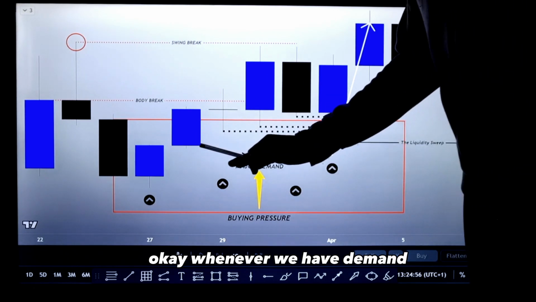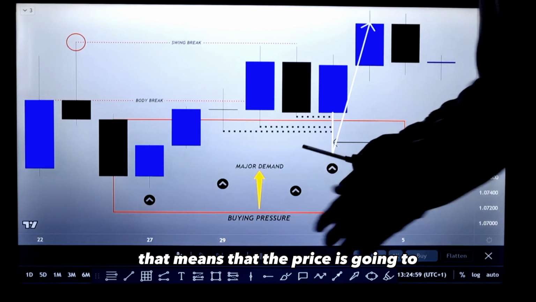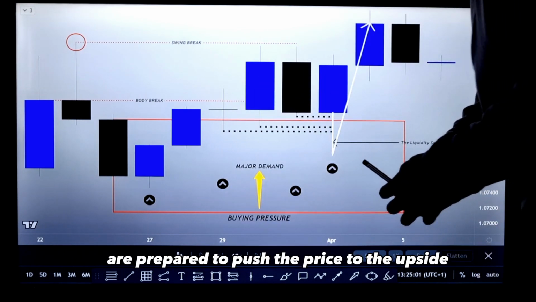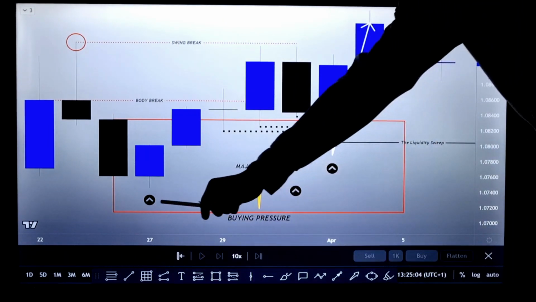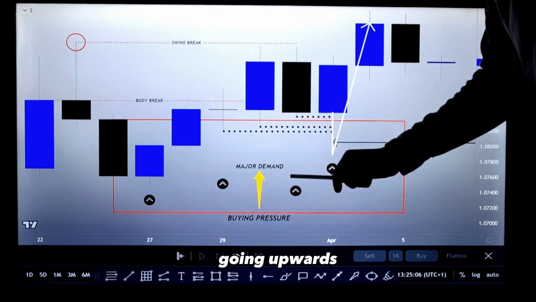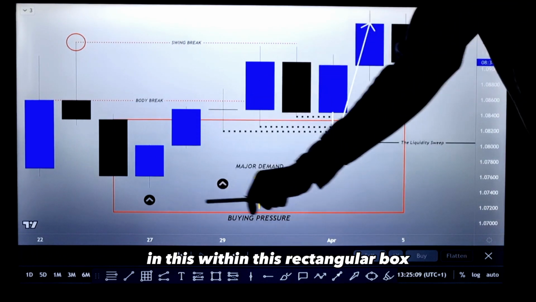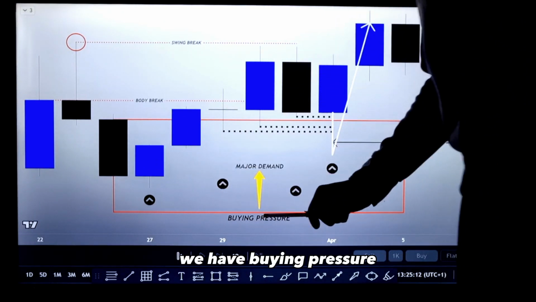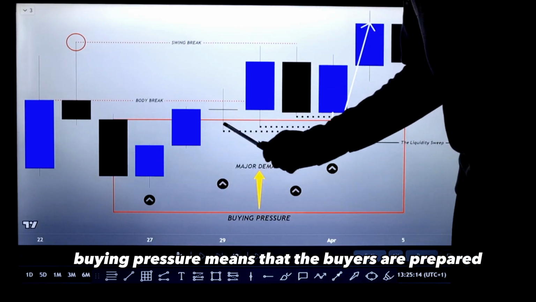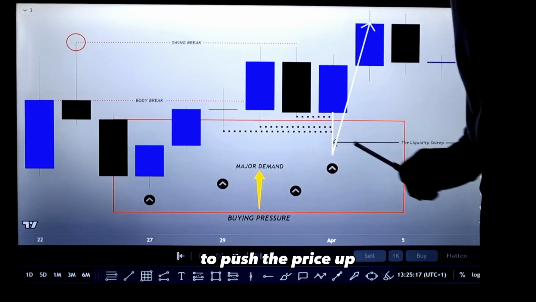Whenever we have demand, that means that the buyers are prepared to push the price to the upside from this level, going upwards, going upwards, going upwards. Within this rectangular box, we have buying pressure. Buying pressure means that the buyers are prepared to push the price up.